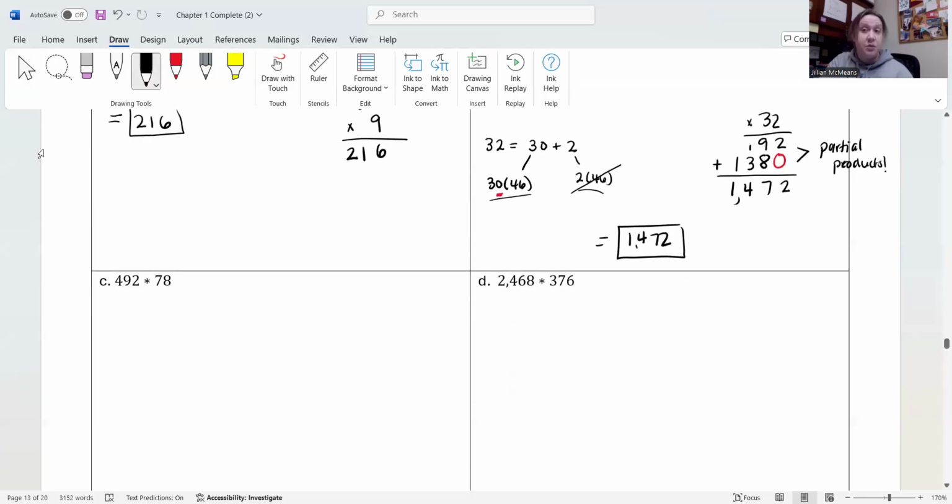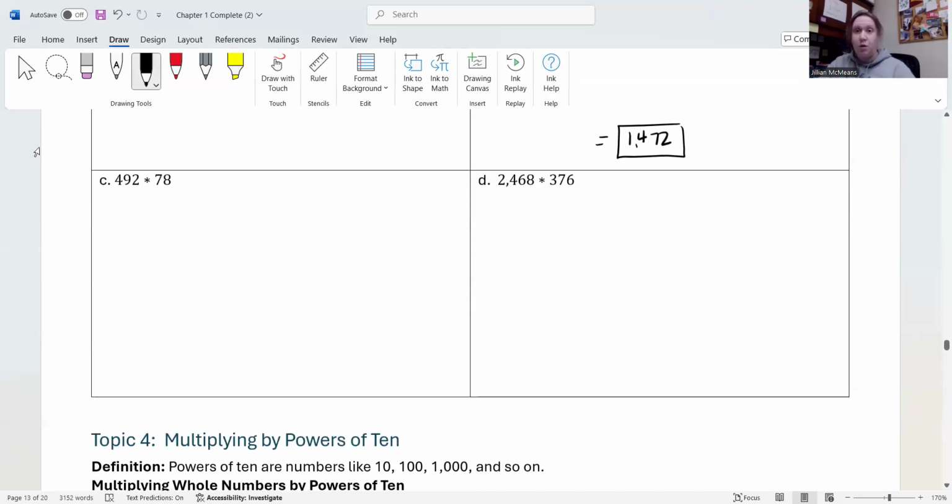So part C, we have a 3-digit number times a 2-digit number. It's going to work just like part B did. We just have an extra multiplication for each step. So technically what's happening is we're thinking of 78 as 70 plus 8. We're starting by multiplying 8 times 492. And then we're going to come back and we're going to take 70 and multiply 70 by 492.